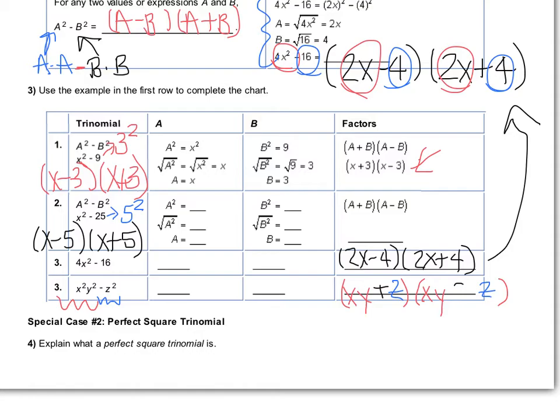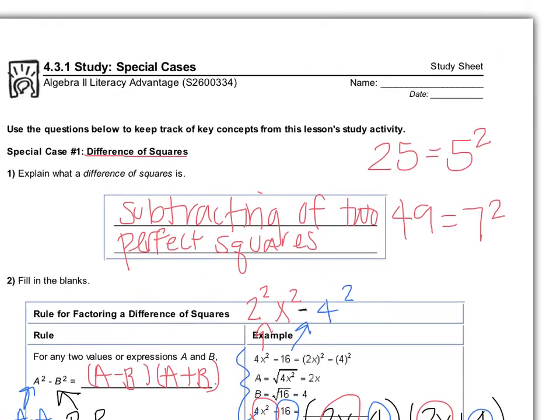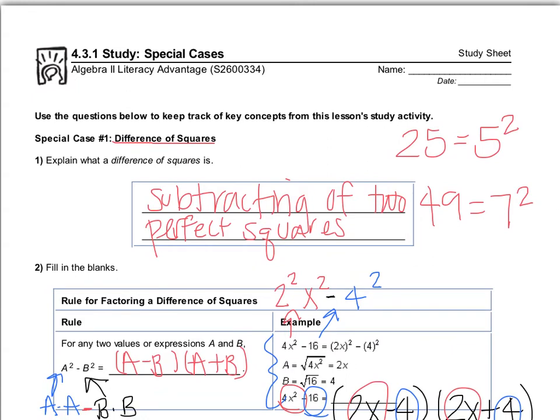Now, the important thing I will tell you with difference of perfect squares that you have to remember, and you may want to make a note of this so that you don't forget, and I'm actually going to write this in a different color.